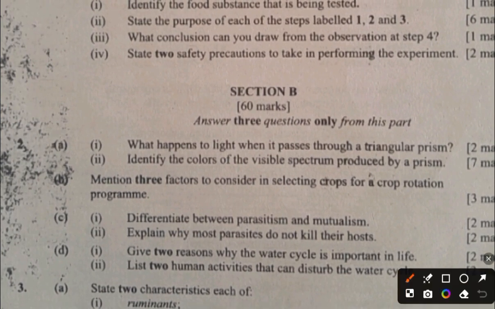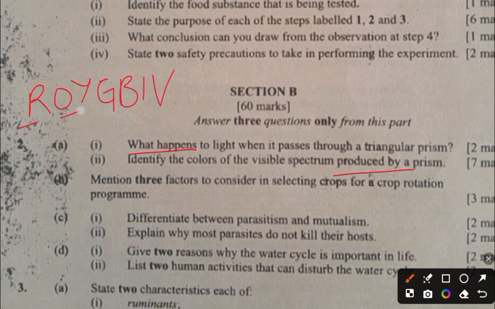Question 2A. It says, what happens to light when it passes through a triangular prism? So the light will be refracted. Yes, when it passes through the prism, it will be bent into the constituent colors, those colors we see on the rainbow. Identify the colors of the visible spectrum produced by the prism. So just use the R, O, Y, G, B, I, V. Red, orange, yellow, green, blue, indigo, violet.